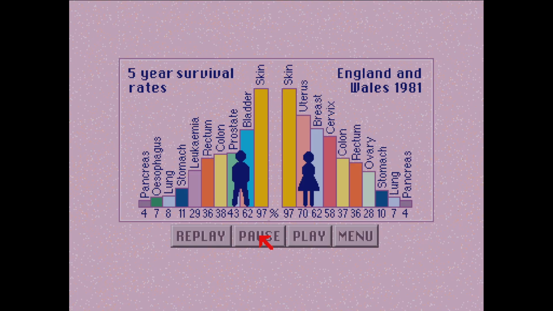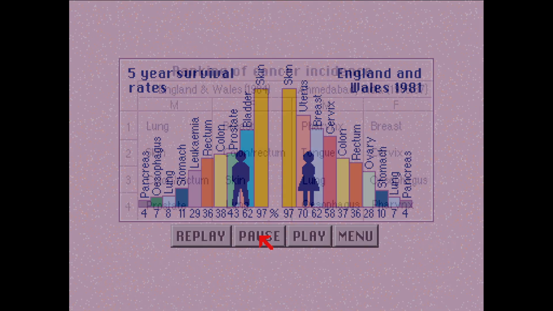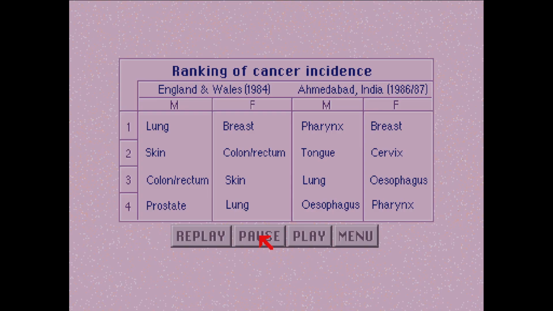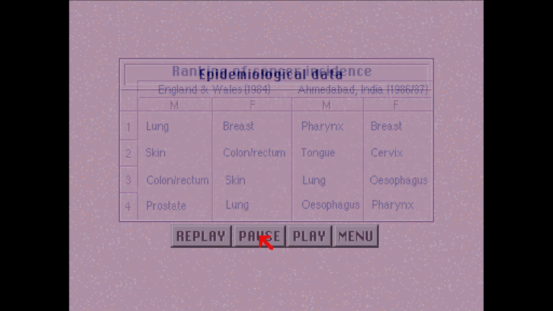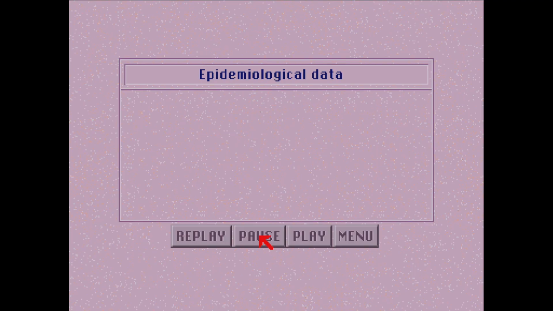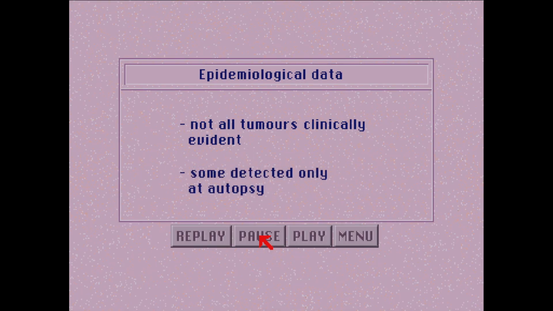Where an individual lives is also important. This table compares cancer incidence in England and Wales with that in Ahmedabad, India. There are clearly wide variations. On the whole, however, it's likely that epidemiological data underestimate the true incidence of cancers. This is partly because not all tumours become clinically evident and may never be found unless a thorough autopsy is performed. Also, due to poor health care in some countries, a cancer might simply not be diagnosed at all.